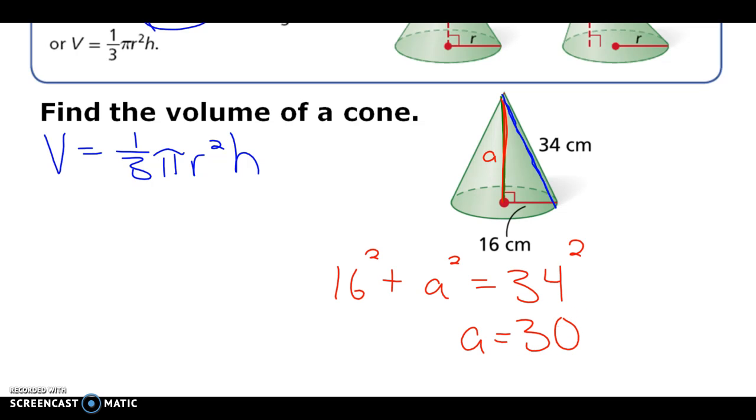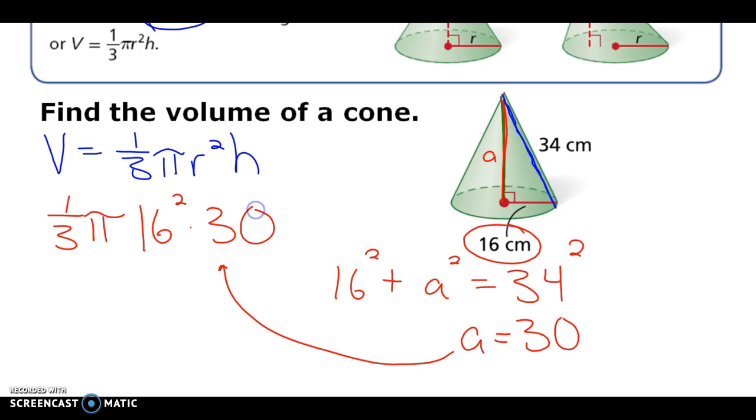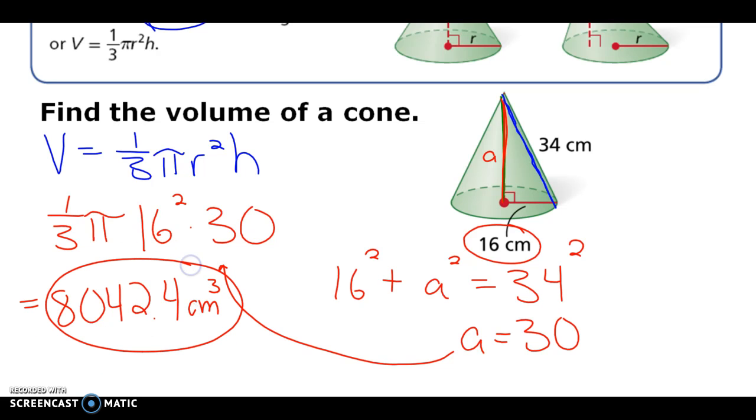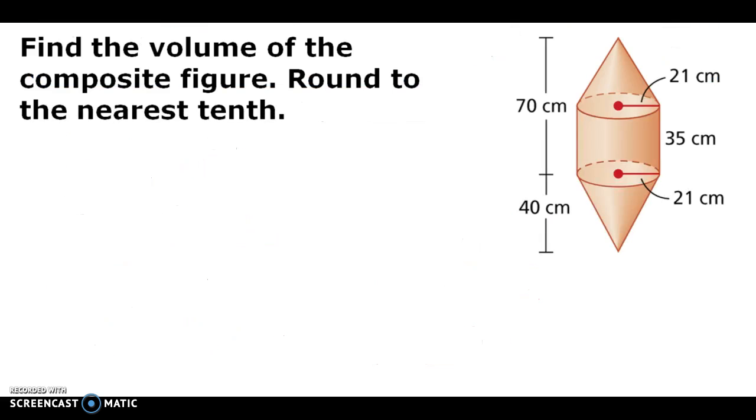Okay. So now to finish off our formula, we do 1/3 pi, and then the radius, we know it's 16, so 16 squared times the height. That's the altitude, and we just found it. It's 30. So put that all together. You can do it in terms of pi or as a decimal. It doesn't really say. If you put that in the calculator, you should get 8,042.4 centimeters cubed. And that is your final answer for the volume of the cone. Practice this one on your own. All you have to do is add a cone to a cylinder to a cone.